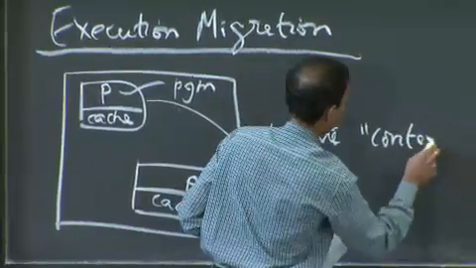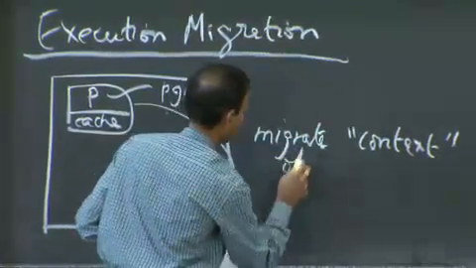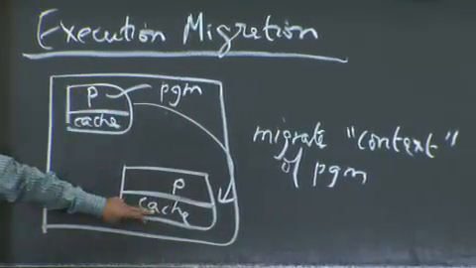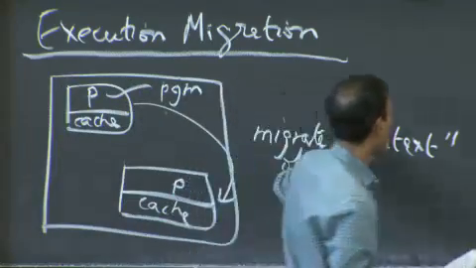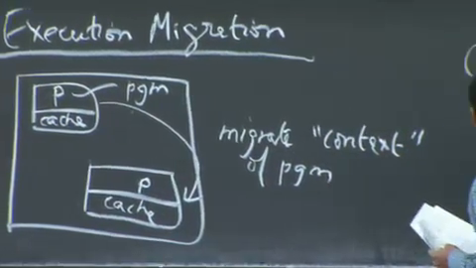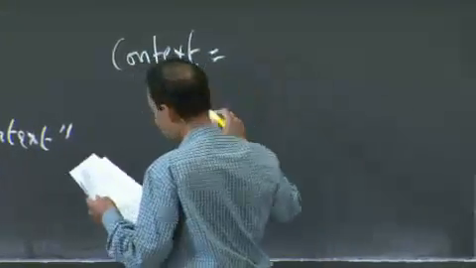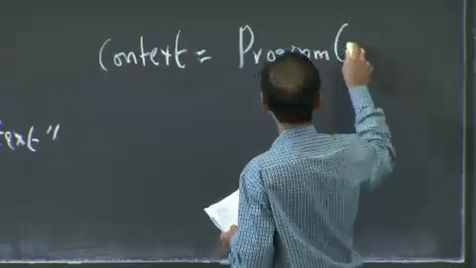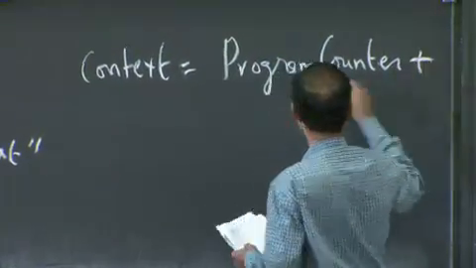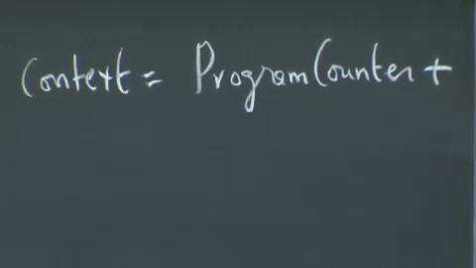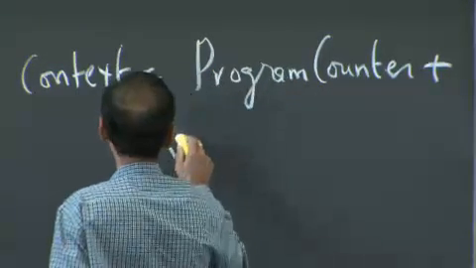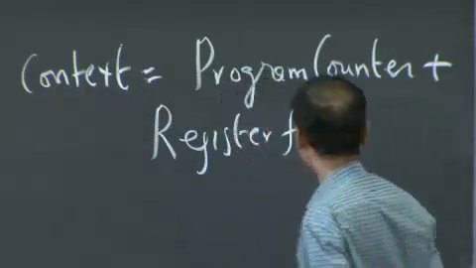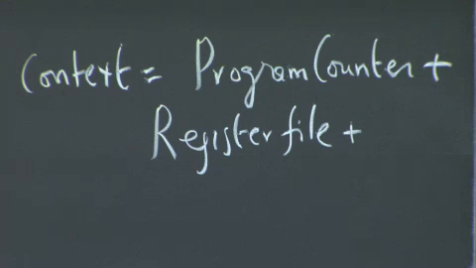And in particular, you think of it as migrating the context of the program from this processor to this one. And so what is the context? For those of you who have taken 6.004, you probably know what this is, but it's simply where you are in terms of executing your program, and that's typically given to you by your program counter, and your current state of your register file, and a few other things, including cache memory and so on and so forth.